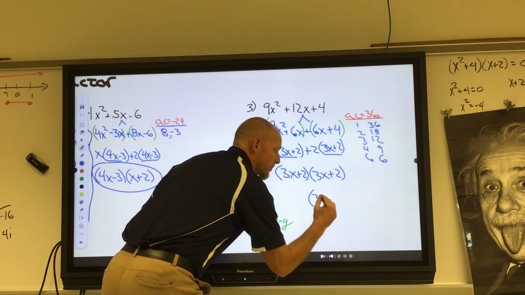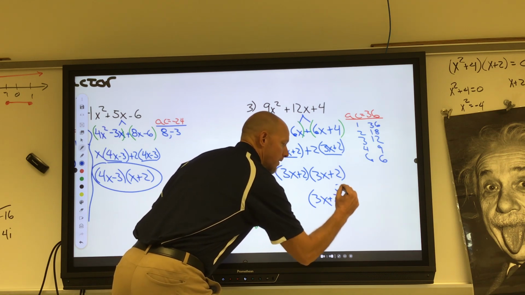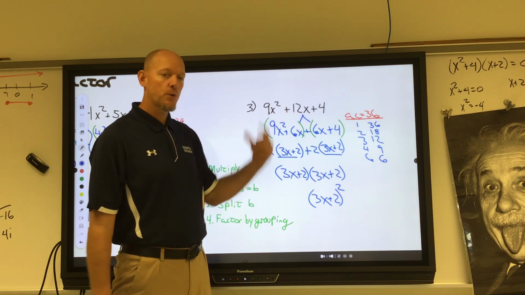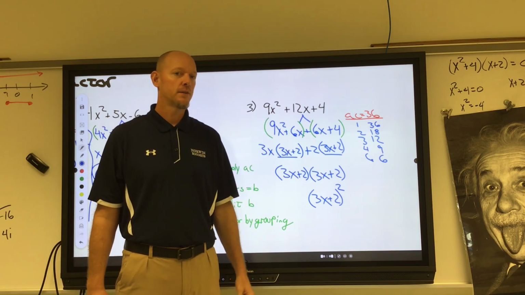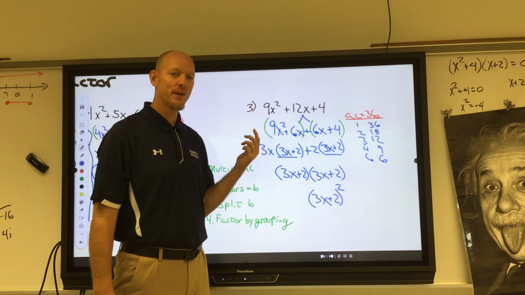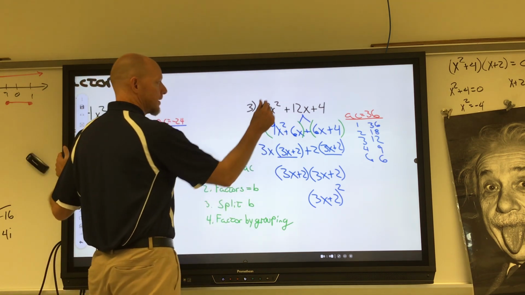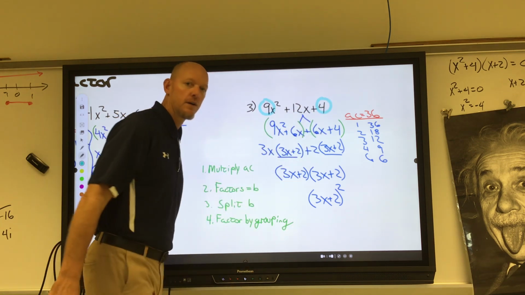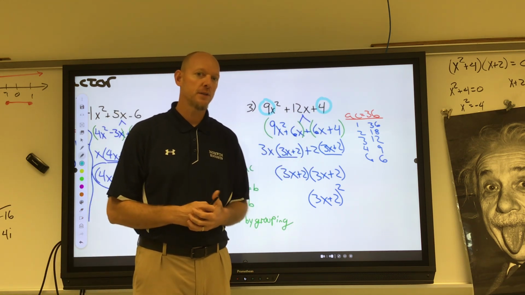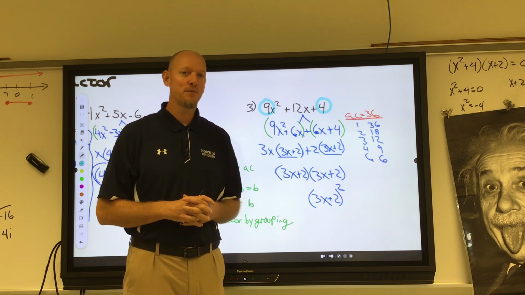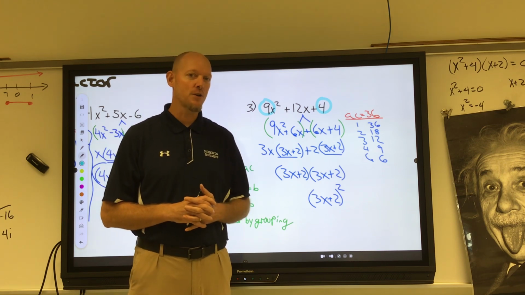But we could go a step further with words. We could write this as 3x plus 2 squared, which means this original quadratic here is a perfect square. Looking at it, you could tell that, wait a second, 9 and 4 are also perfect squares. So maybe there's a connection that we'll talk about further, about how we could identify if a quadratic is a perfect square.